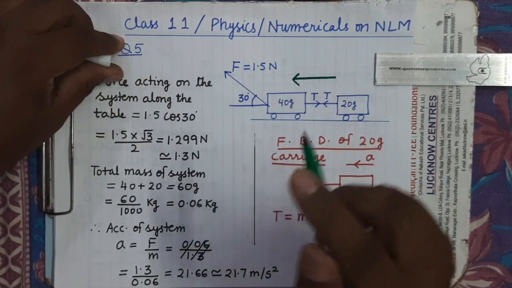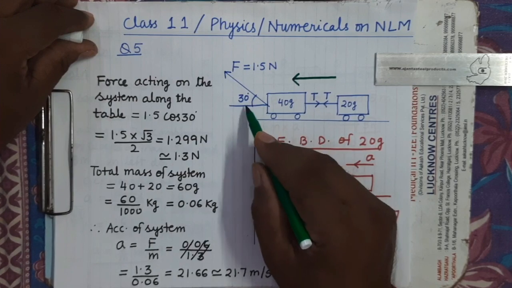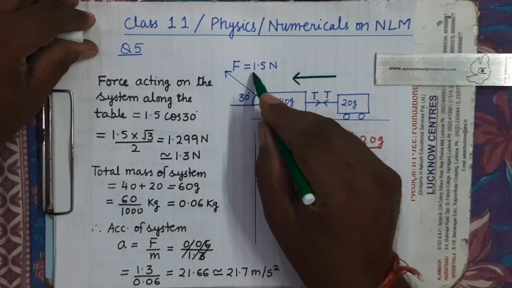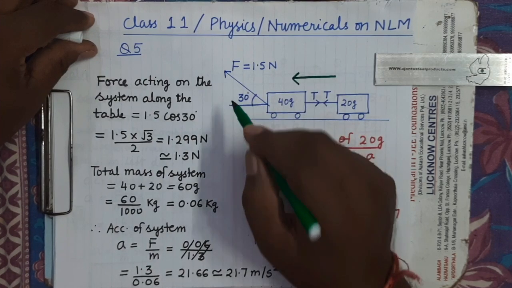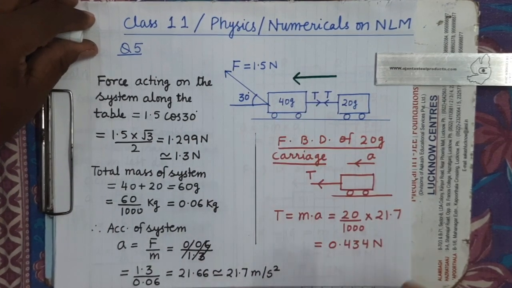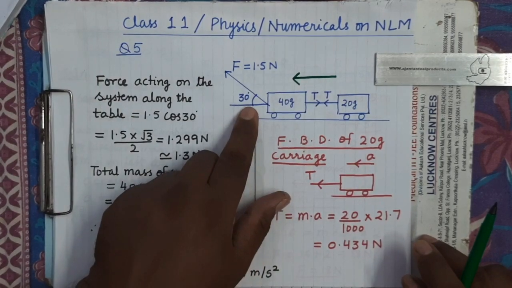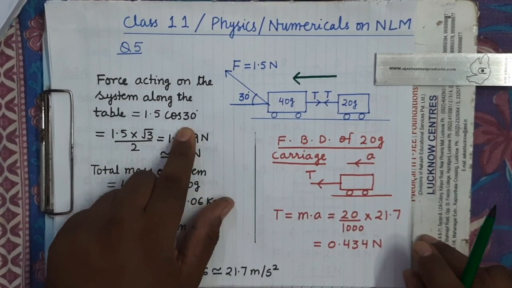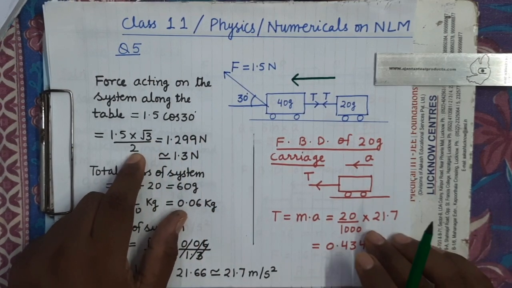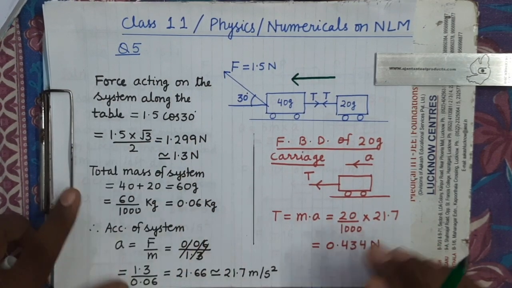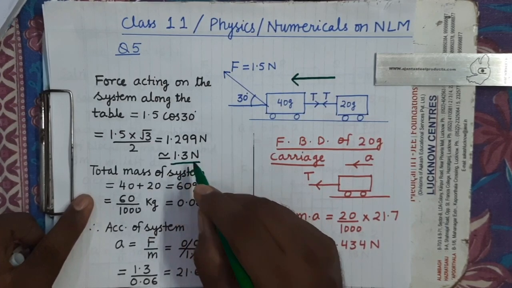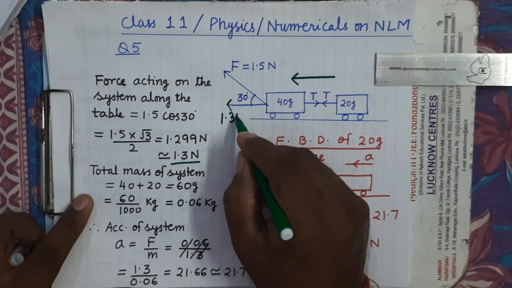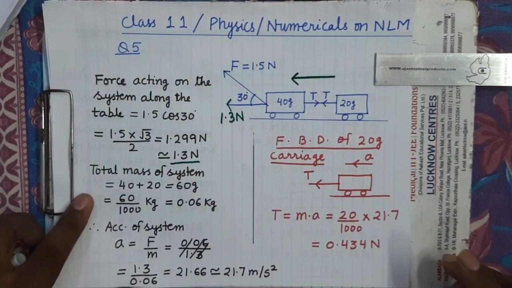It's clear. We will determine the component of force which acts along the table. So what will be the component of this force which is acting along the direction of motion of these carriages? That will be 1.5 cos 30 degree. Cos 30 degree is root 3 upon 2. So when you simplify, it comes out 1.3 Newton, means this much force is acting in this direction, 1.3 Newton.